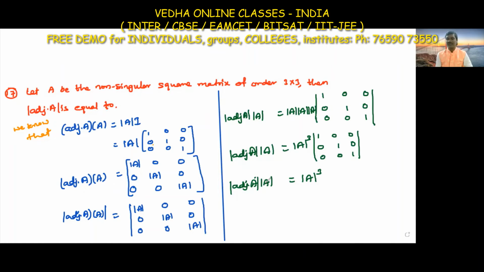Now take this det A to the other side. Determinant of adjoint A is equal to determinant of A cube divided by determinant of A. One determinant of A gets cancelled, so finally we get determinant of adjoint A is equal to det A whole square. Det A whole square is the required final answer.